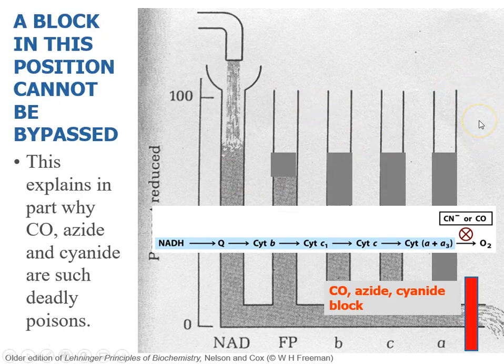You don't have any more pipes left. This explains in part why carbon monoxide, azide, and cyanide are such deadly poisons, because of how they act on the electron transport chain. They have other effects too, biochemically, but this is one explanation for why these are so deadly.